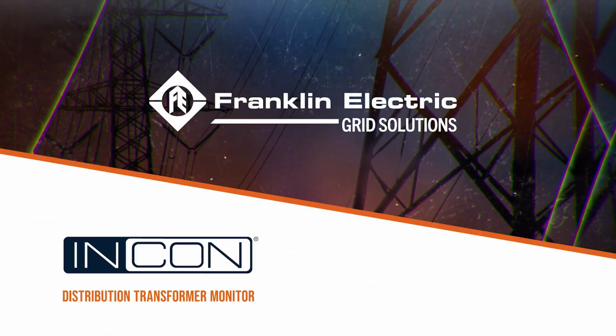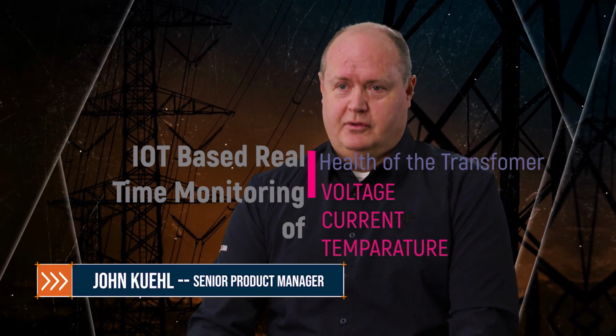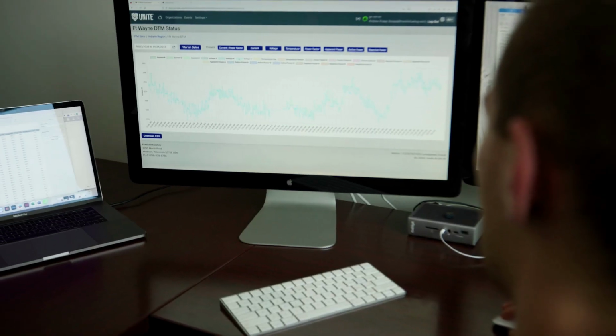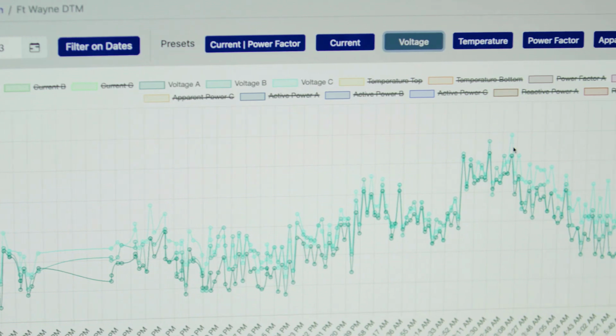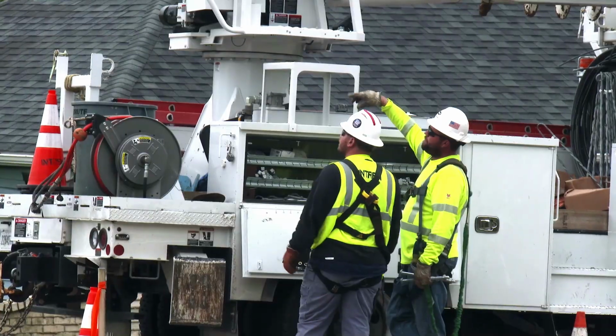The NKon Distribution Transformer Monitor is a device that monitors distribution transformer health for voltage, current, temperature. It's really used to help predict, to a certain extent, the life of a transformer and supply the information back to the utility so that they can make decisions on whether a transformer needs to be replaced, serviced, upgraded, etc.